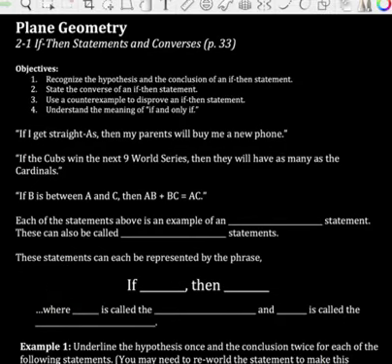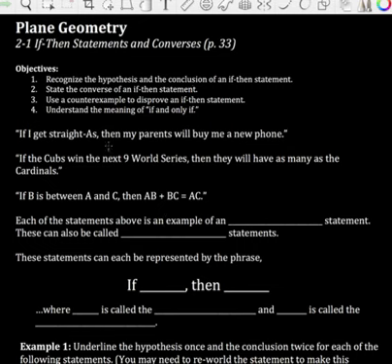Okay, welcome everyone. In this video, we are going to be taking a look at if-then statements and their converses. So to start off, let's take a look at these three statements right here. The first one says, if I get straight A's, then my parents will buy me a new phone. The second one says, if the Cubs win the next 9 World Series, then they will have as many as the Cardinals. And the third one, a little more math related, actually should sound familiar to you. It says, if B is between A and C, then AB plus BC equals AC.